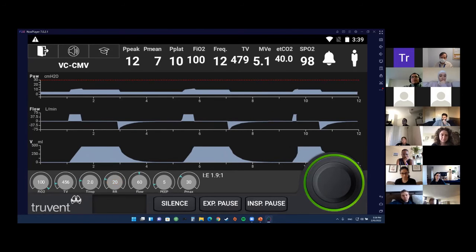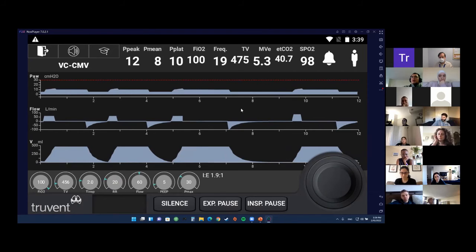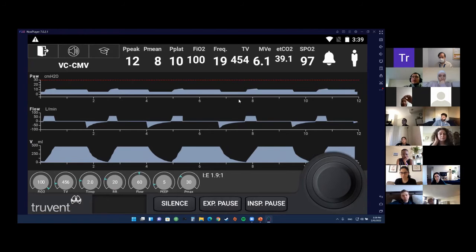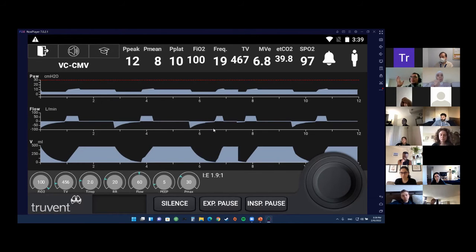Okay. Now, with a tidal volume of 450 and a rate of 20, let's see how much our minute ventilation is going to change. But in general, for a patient that is hypercapnic and has acidosis, you want to compensate for that. You want to push that minute ventilation. The big number I always keep in my head is that I want at least a minute ventilation of 8.